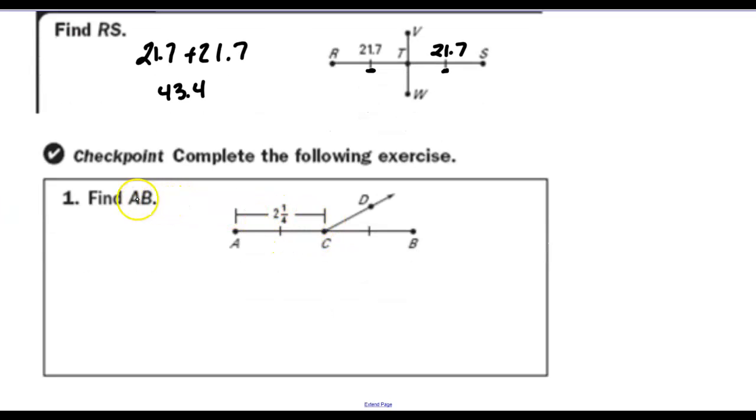If you do the next one, find AB. Again, notice the marks right here. That means that AC is congruent to CB because these mean congruence. So you're going to take 2 1/4 and add it to 2 1/4. 2 1/4 plus 2 1/4 is going to be 4 1/2, and that would be your segment.